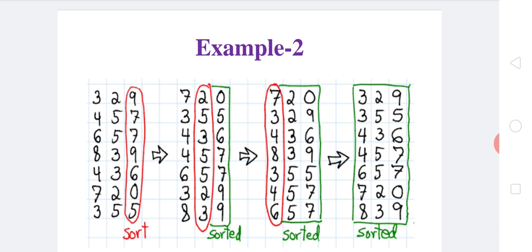After 3 it will come 4. So I'm going to write 436. Then I'm going to write 457. After 4 it will come 5. 5 is not present. Then 6 is present. So 657 is the next element. After 6, 7 will be there: 720. Next element 839. Now see, all the elements in the table are in sorted order.